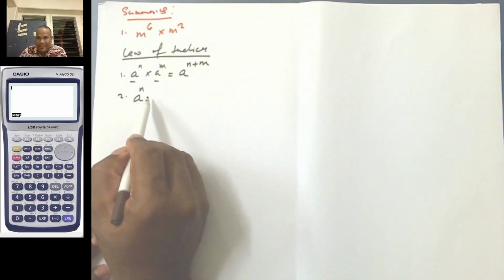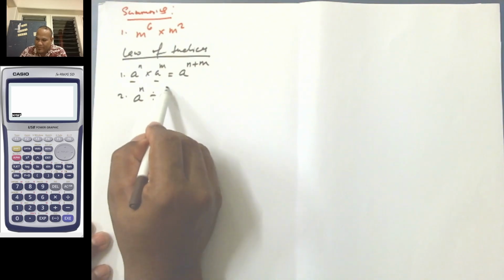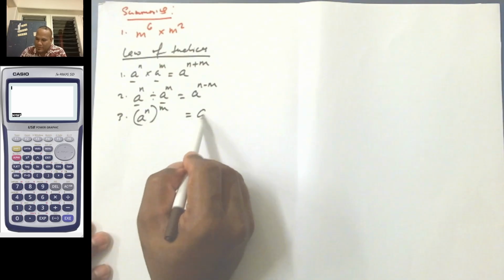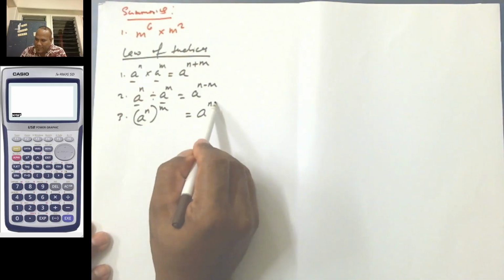That's the first law. The second law says a to the power of n divided by a to the power of m. Since we're dividing with the same base, we subtract the powers. And the third law says a to the power of n, raised to the power of m. A power raised to another power, we multiply the powers, n times m.